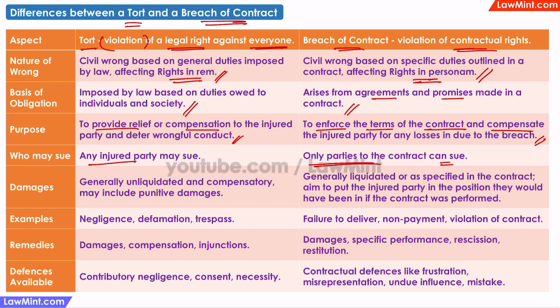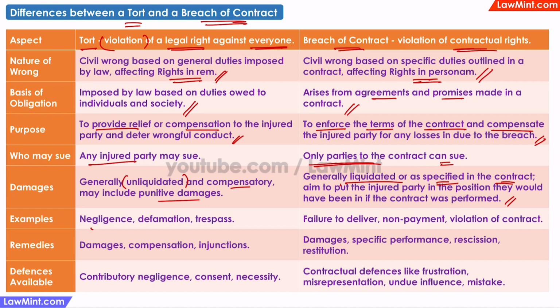In a tort suit, the damages are generally unliquidated, that is, they are not predetermined and they are compensatory. And there is also a possibility of punitive damages in some cases. In a breach of contract suit, the damages are typically liquidated, that is, the damages are specified within the contract or by law. And the aim of these damages is to restore the injured party to the position they would be in if the contract had been fulfilled.